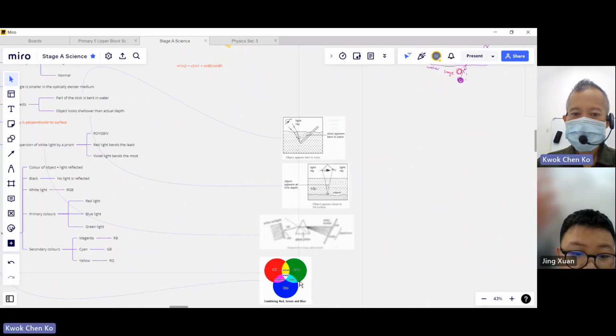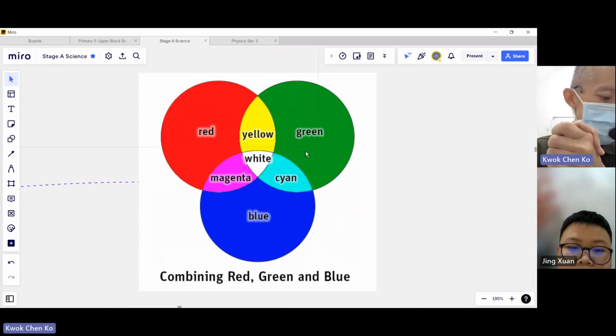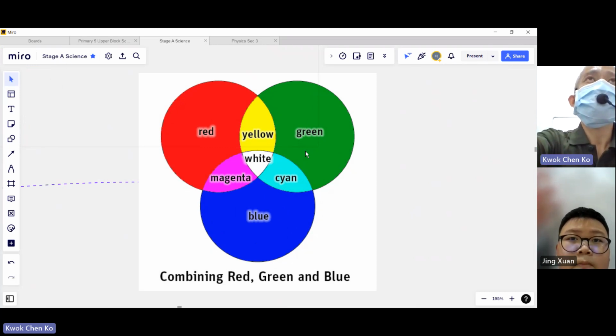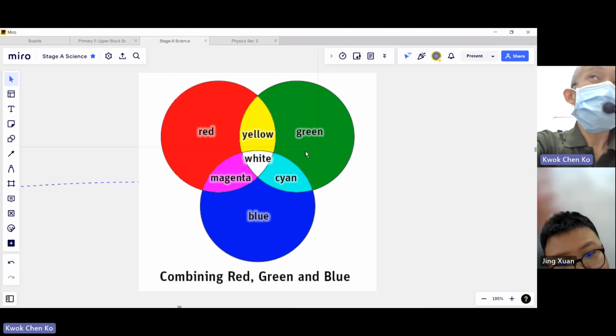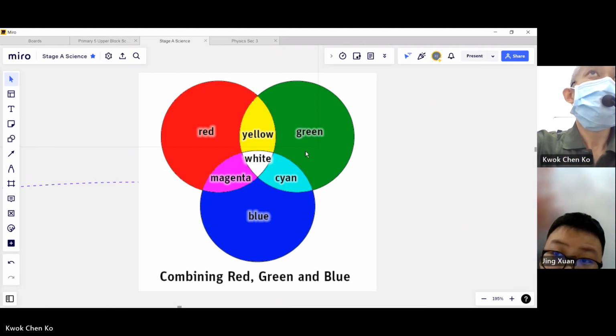Yeah, this one. This is the theory. According to this theory, white light has 3 colors: red, green, blue, or RGB. That's this theory, but there are other theories as well. If I combine red and green, I get yellow. Combine red and blue, I get magenta. Combine green and blue, I get cyan. If I combine all 3, I get white.